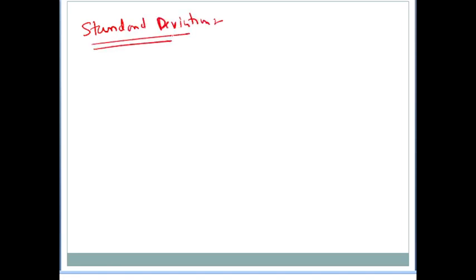The standard deviation. Now what will happen in case of standard deviation? Standard deviation will be denoted by sigma. Earlier in case of variance we had sigma square, therefore standard deviation will be sigma, and sigma will be equal to under root of variance. Under root of variance. Okay.